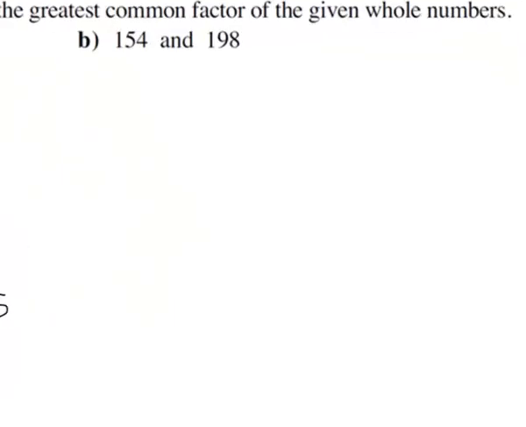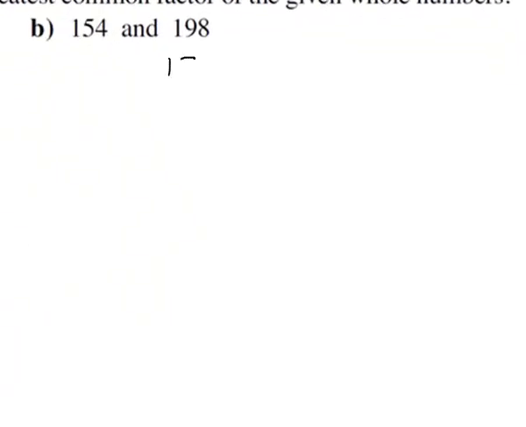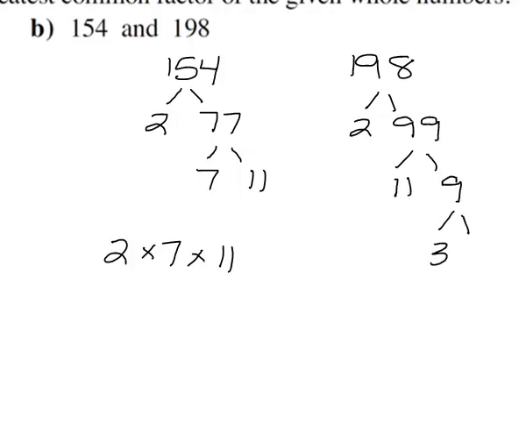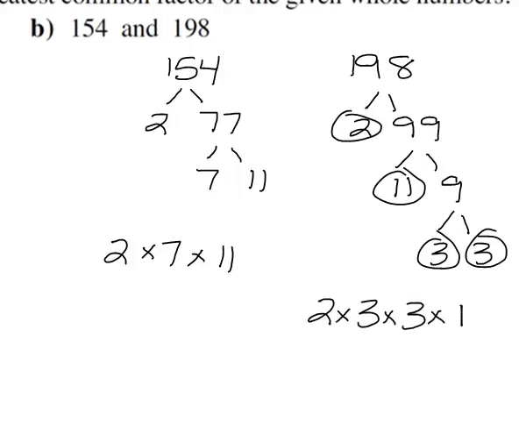Let's try another. 154 can be broken down to determine its prime factorization. I have 2 times 7 times 11. The same can be done with 198. I use 2 times 99, 11 times 9, and 3 times 3. So 2 times 3 times 3 times 11.